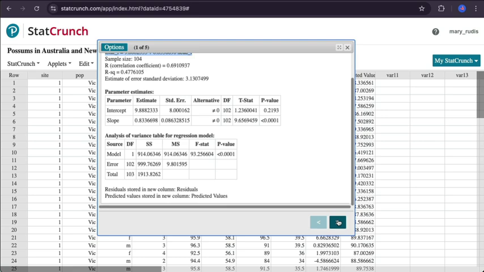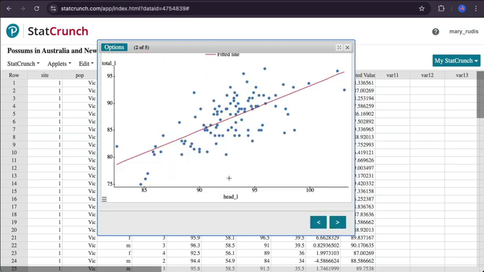So next, we can actually see our scatter plot. This is the scatter plot of head lengths versus total lengths. And there is a trend upward of the data values. So that's a pretty strong correlation right there.